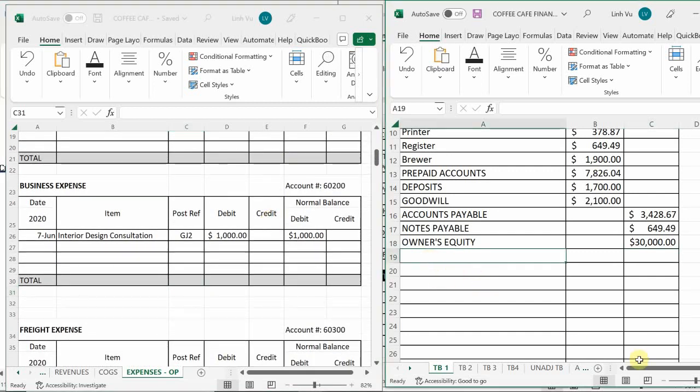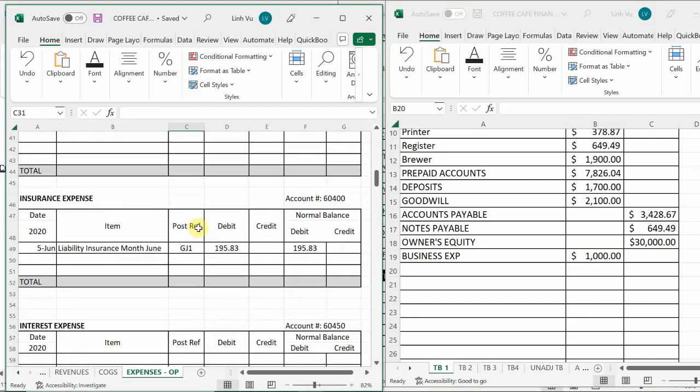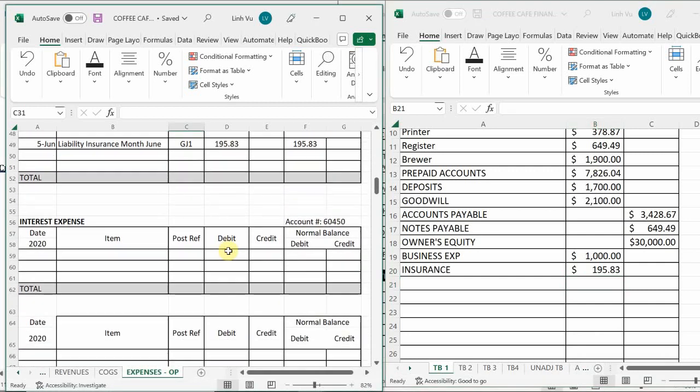Business expenses. Yes, I did incur a business expense, and it's for a total of $1,000 on the debit side. Freight expense. I haven't purchased inventory yet. Next one is going to be insurance expense. Yes, we did buy some insurance, for $195.83 for the month of June. Interest expense. We haven't incurred any interest yet.